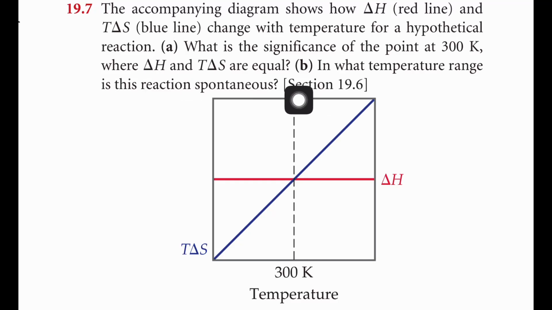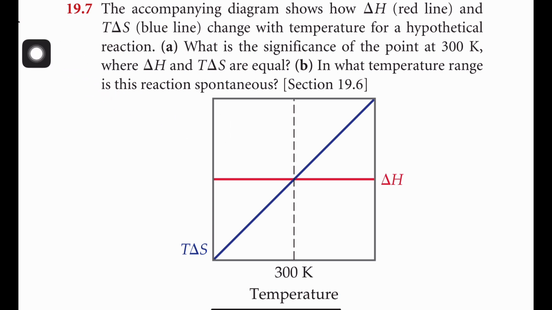So today we will solve a very important Gibbs free energy based question. There is a graph based on delta H and T delta S. This question is asking what is the significance of the point at 300 Kelvin where delta H and T delta S are equal. And the second part is asking in which temperature range this reaction is spontaneous. Okay, so let's understand step by step in the easiest possible way.